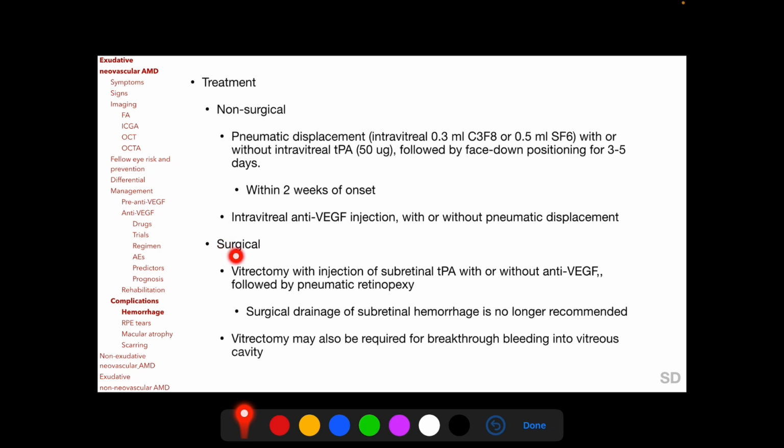And surgical therapy of subretinal blood involves vitrectomy with injection of subretinal tissue plasminogen activator with or without subretinal anti-VEGF, followed by pneumatic retinopexy. But surgical drainage of subretinal hemorrhage is no longer recommended, as is surgical removal of the neovascular membrane. And vitrectomy is also required for breakthrough of subretinal blood into the vitreous cavity.